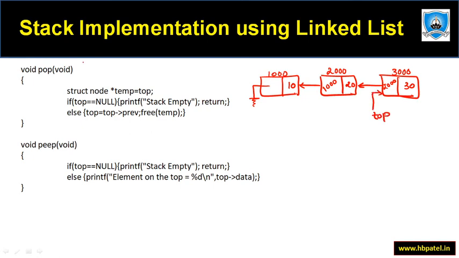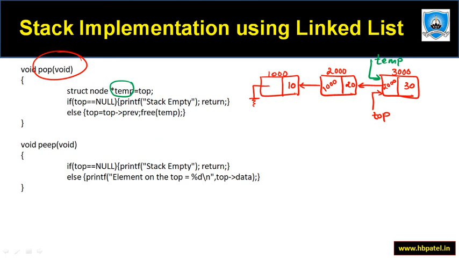Now when I use this pop, it should display 30 as well as remove it. Remove means you will be freeing. So for that you need a temporary variable. So you are going to have a temporary variable, which will be set to top. So temp and top both are pointing to the last node added, which is 30 in this case.